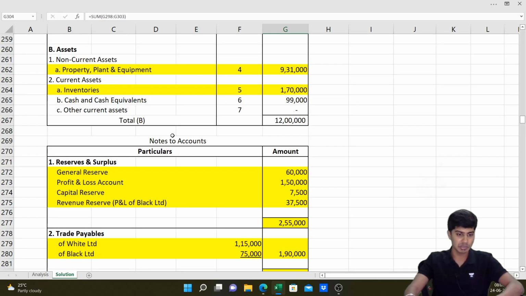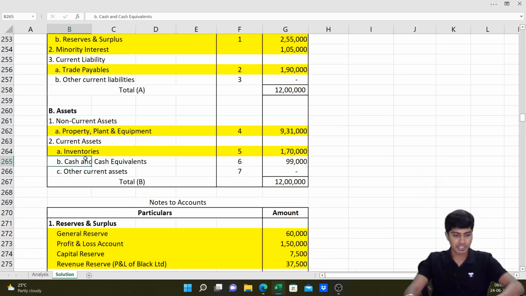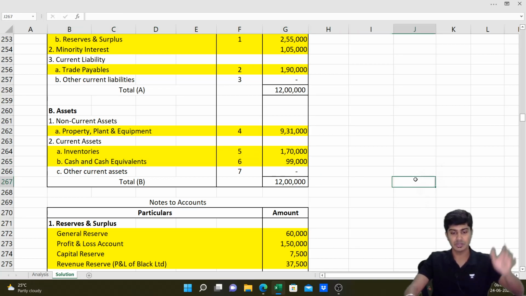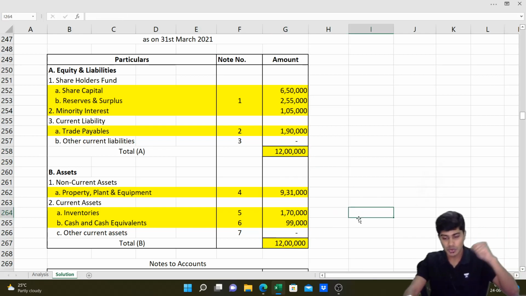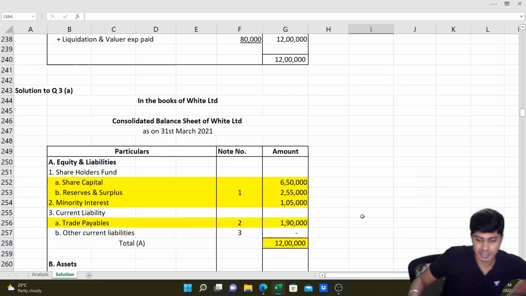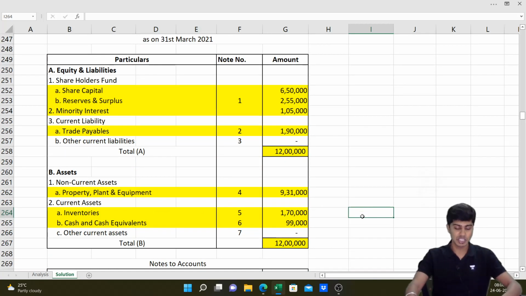Have a look. Come to the balance sheet. We have cash and cash equivalent 99,000. See, everything else in the balance sheet is ticked. If you go for the total, you will get 12 lakh. 12 lakh. That's how your consolidated balance sheet will tally. I hope you guys understood this part.